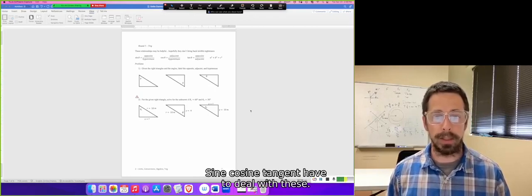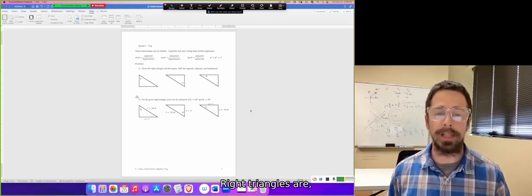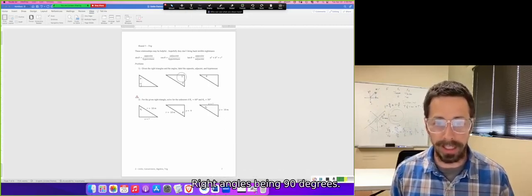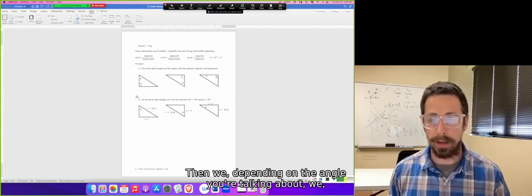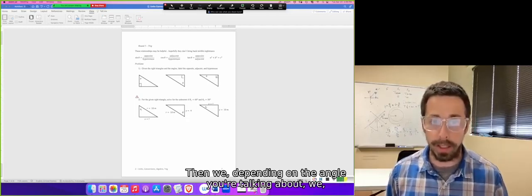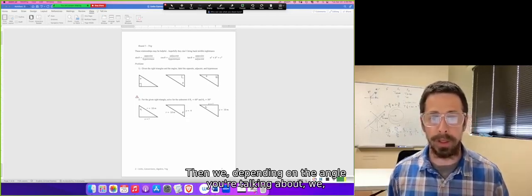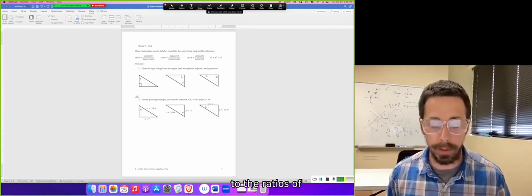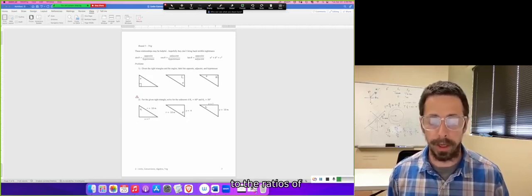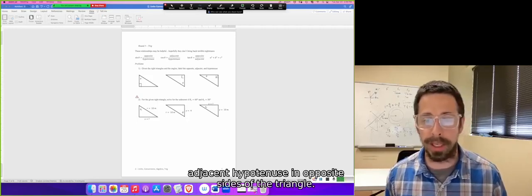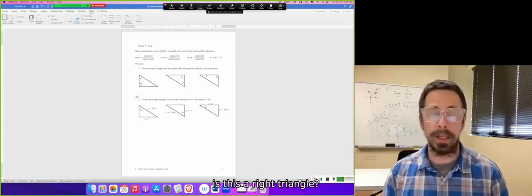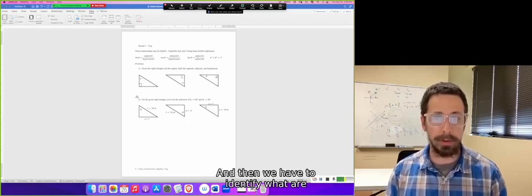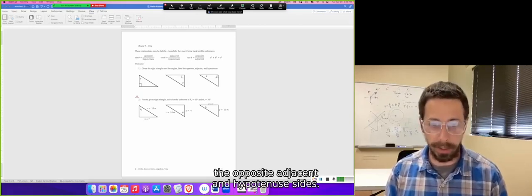Okay, sine, cosine, tangent. Have to deal with these right triangles. Right triangles are triangles that have right angles, right angles being 90 degrees, right? And then depending on the angle you're talking about, the sine, cosine, tangent are related to the ratios of adjacent, hypotenuse, and opposite sides of the triangle. So you have to identify, is this a right triangle? Then you have to identify what angle am I talking about, and then we have to identify what are the opposite, adjacent, and hypotenuse sides.